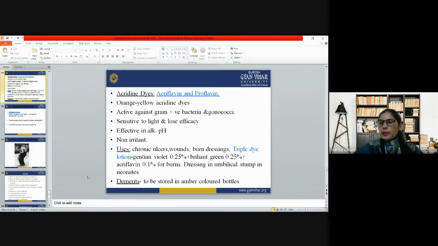effective in alkaline pH, non-irritant, and is used in chronic ulcers, wounds, and burn dressings. Triple dye lotion contains gentian violet 0.25% plus brilliant green 0.25% plus acriflavine 0.1% for burn dressing and for the umbilical stump in neonates. It is also used in dermatitis, and it is to be stored in an amber color bottle.